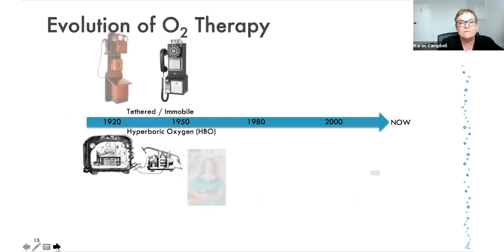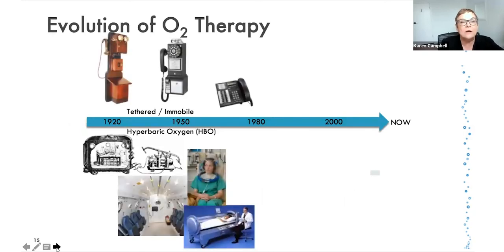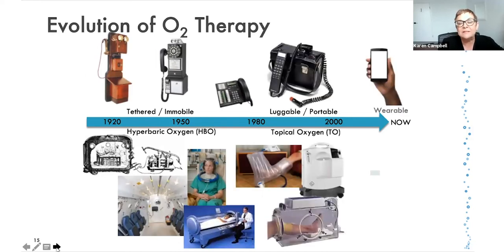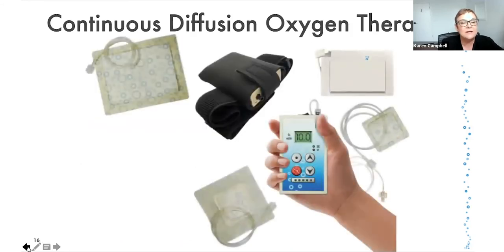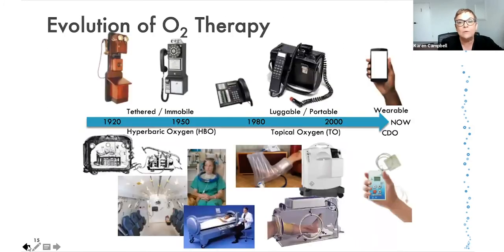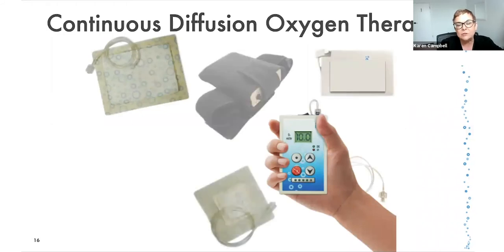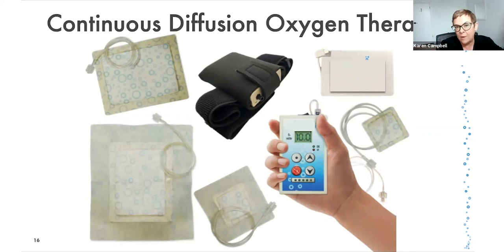So what is the evolution of oxygen therapy? We compare it to a telephone, because as you can see, the size of a cell phone is similar to the size of the CDO unit. Got to go back one more time. And so as you can see, when hyperbaric started in the 50s, you needed to have a large chamber. Patients had to travel, just as we had tethered telephones. And with technology improvements, now we're down to very small, portable CDO units, similar in size to a cell phone. And this actually shows what the unit looks like and what the dressings that accompany the unit look like. You can also see there's a carrying case so that patients could either wear this unit around their waist or on their legs, whatever position is appropriate given the location of their wound.